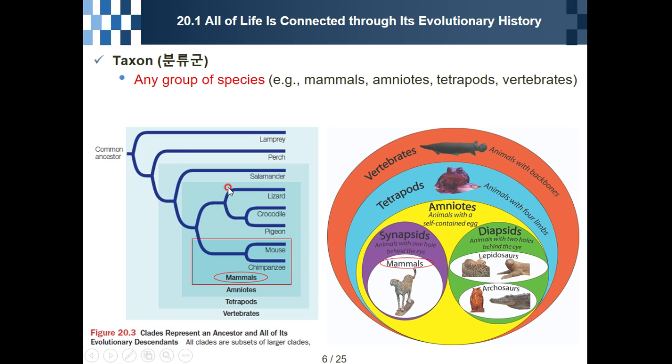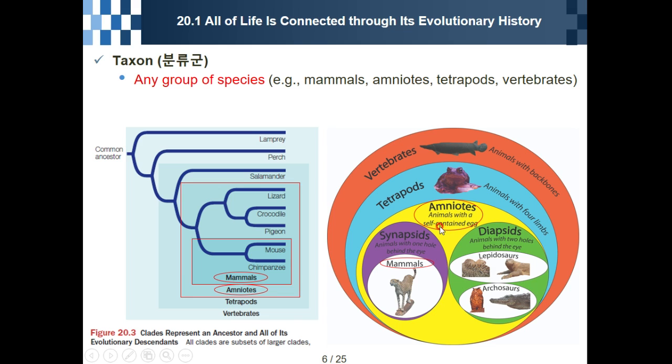Okay. Mouse and chimpanzee belong to the mammals. And next, lizard, crocodile, pigeon, mouse, and chimpanzee belong to the amniotes. So amniotes are animals with a self-contained egg.